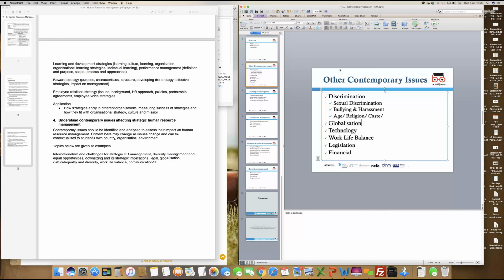So globalization in some organizations which are large and have operations in various countries becomes a contemporary issue, because what they should have done is give some middle, junior and senior management the opportunity to work in other parts of the Tesco business.